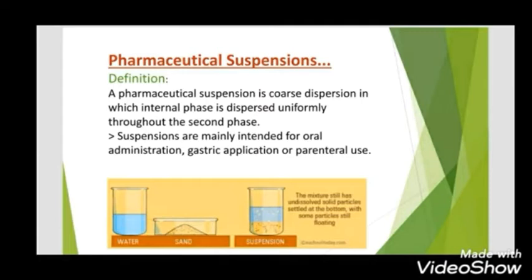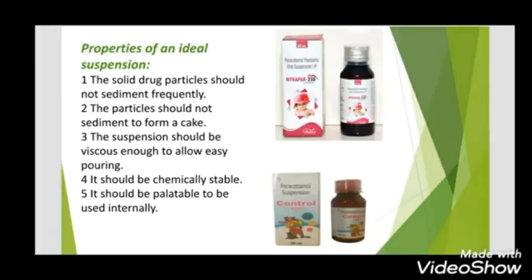And levigation is the most common technique useful in reduction of particle size, and propylene glycol and glycerin are most commonly used as levigating agents. In GPAT there is a question: which are the levigating agents? The right answer is propylene glycol and glycerin. Next, the agglomeration of suspension is measured by the differential manometer. There is a question in GPAT: the agglomeration of suspension is measured by which technique? The right answer is differential manometer.